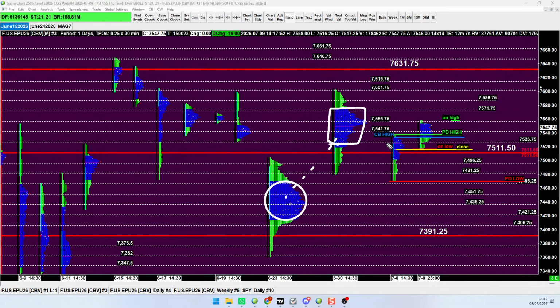Now, yesterday we put it on sale. And when we put it on sale, look at where yesterday's low is compared to the top of that cost basis. You see that?